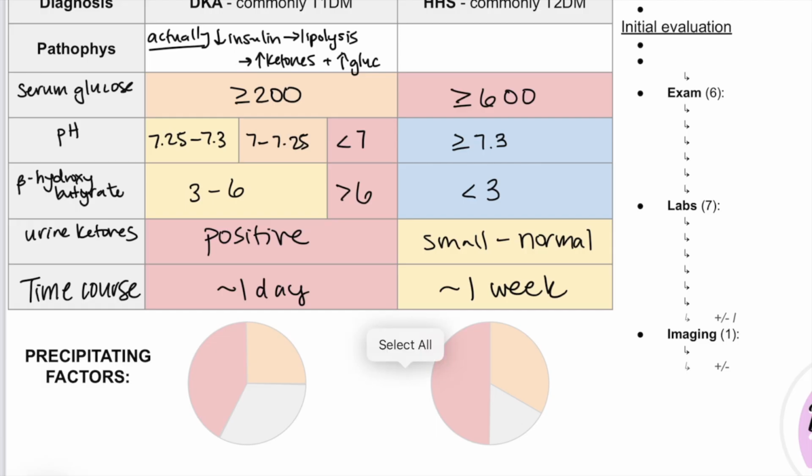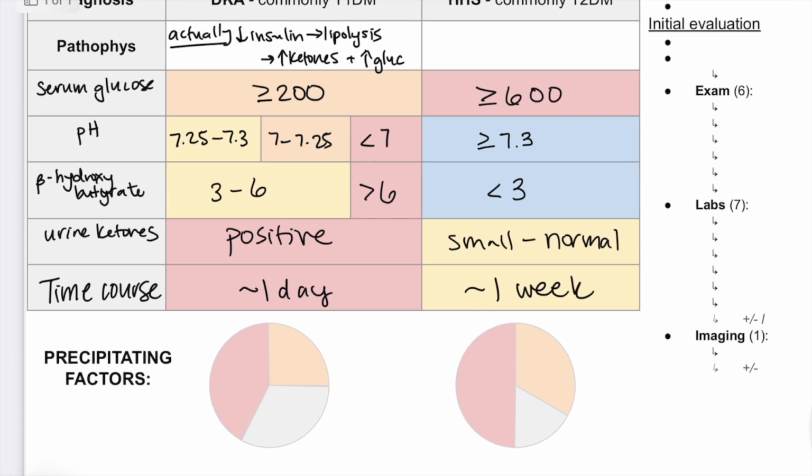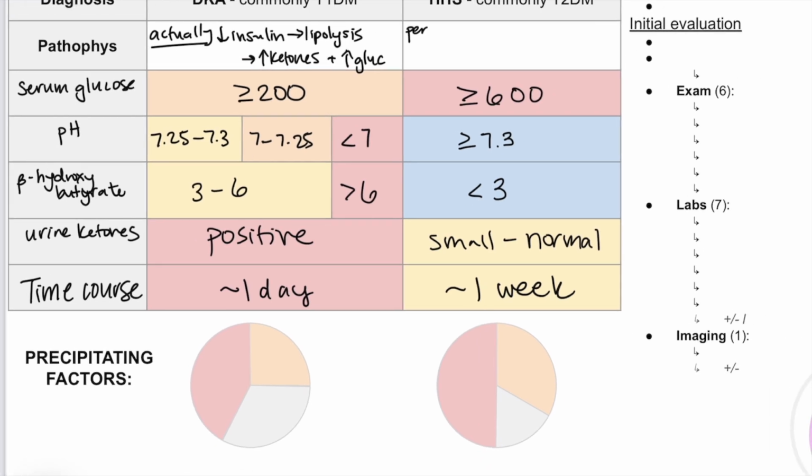In contrast, what is going on in HHS? Why is the glucose so high? Well, in HHS, instead of there being an actual amount of decreased insulin, we have a perceived low insulin because the body is insulin resistant. And despite there being insulin around, the body's not seeing it and not recognizing it. So, because the body thinks the insulin is low, we have increased glycogenolysis, breakdown of glycogen, as well as gluconeogenesis.